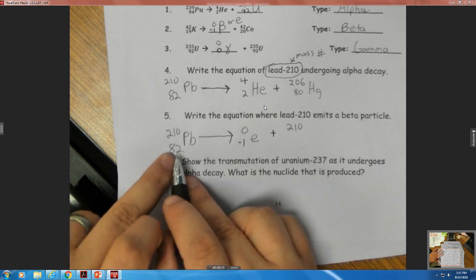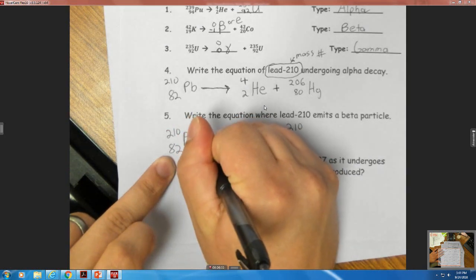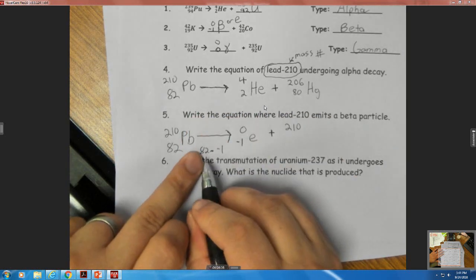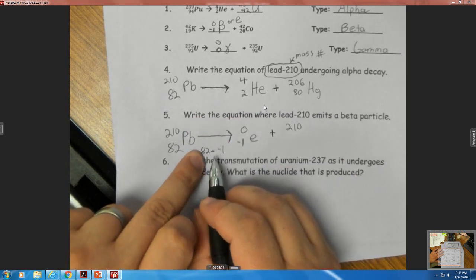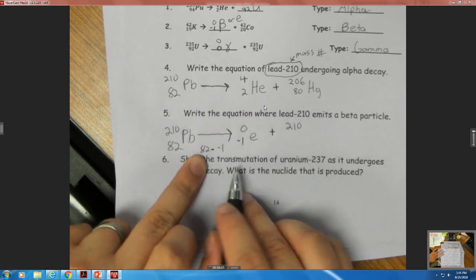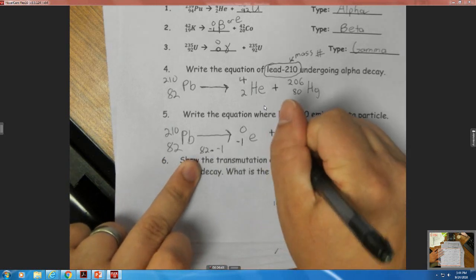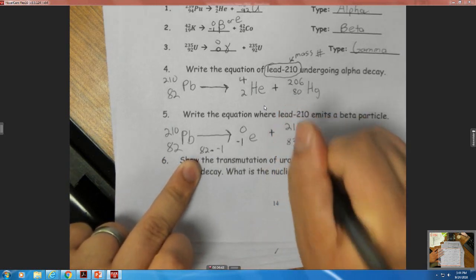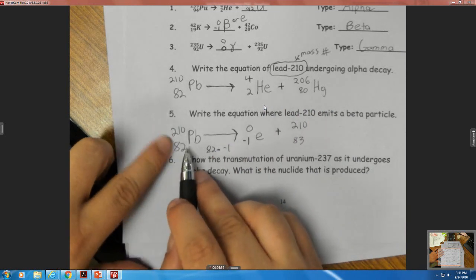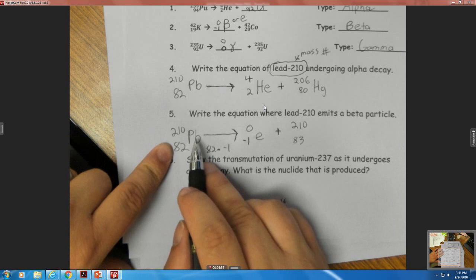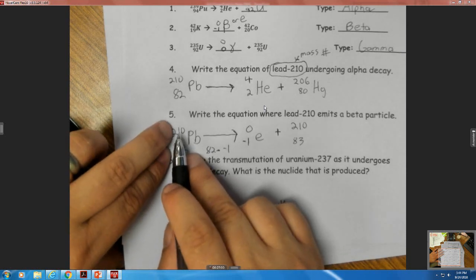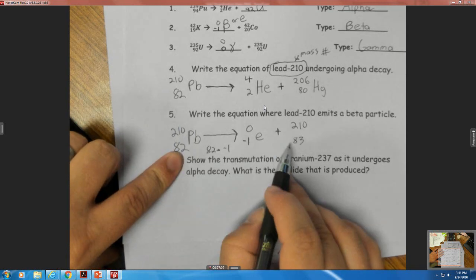So I still need to subtract 82 minus -1. Remember, when you subtract a negative number from math, what do you actually do? You're actually turning it into a positive, right? So 82 minus -1, my atomic number goes up by 1. Now I have atomic number 83. And that's because one of these neutrons, there's a lot of neutrons in this nucleus, but one of these neutrons is converting into a proton. So the mass number doesn't change, but the atomic number jumps up by 1.